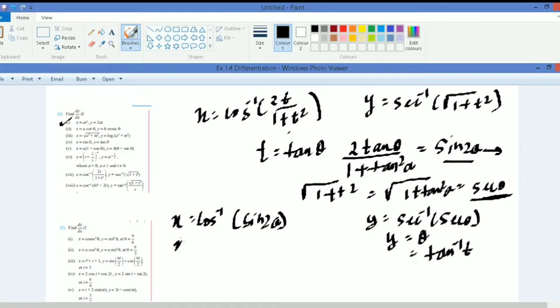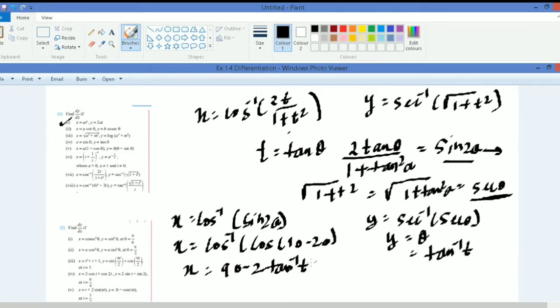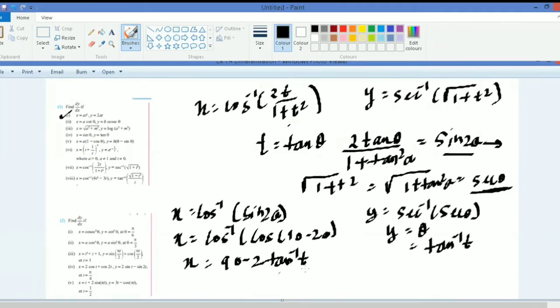Here we can write x is equal to cos inverse of cos of 90 minus 2 theta. Here cos inverse and cos will get cut. You will get x is equal to 90 minus 2 theta, where theta is again tan inverse of t. Now we have got x and y.